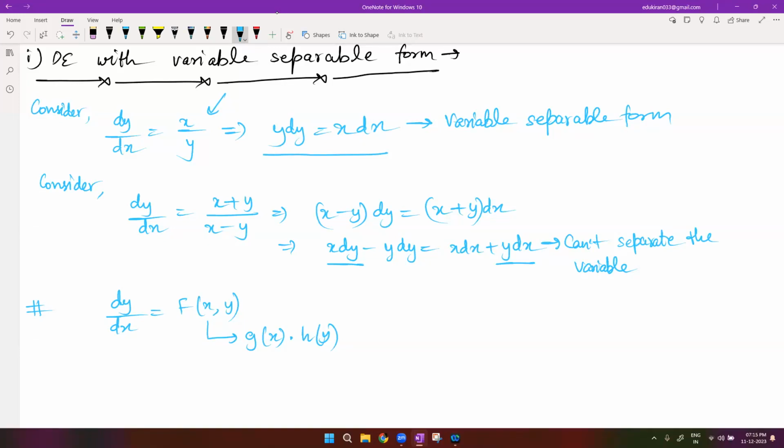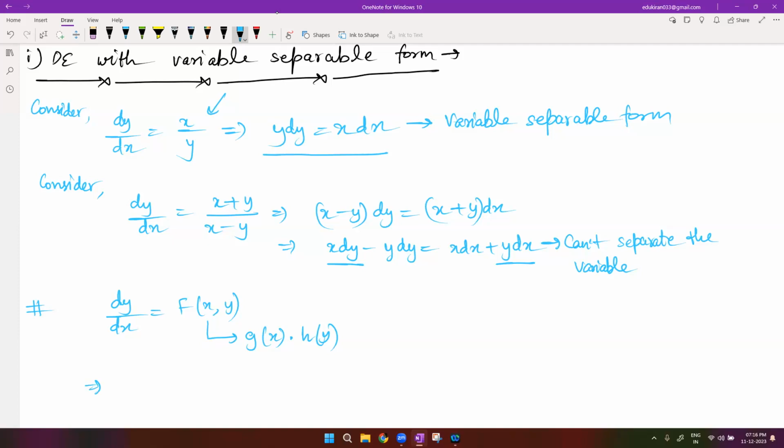जबकि इस वाले केस में नहीं बना सकता था मैं, सेकंड वाले केस में. It is not possible to make a separate function for x and y in the second example, but it is definitely possible in the first example. In the first example, your g(x) will be x and your h(y) will be 1 upon y. But in the second example, you won't be able to do this. So what we are saying is that in variable separable, the right hand side function should always be such that you can separate x and y from it, right?